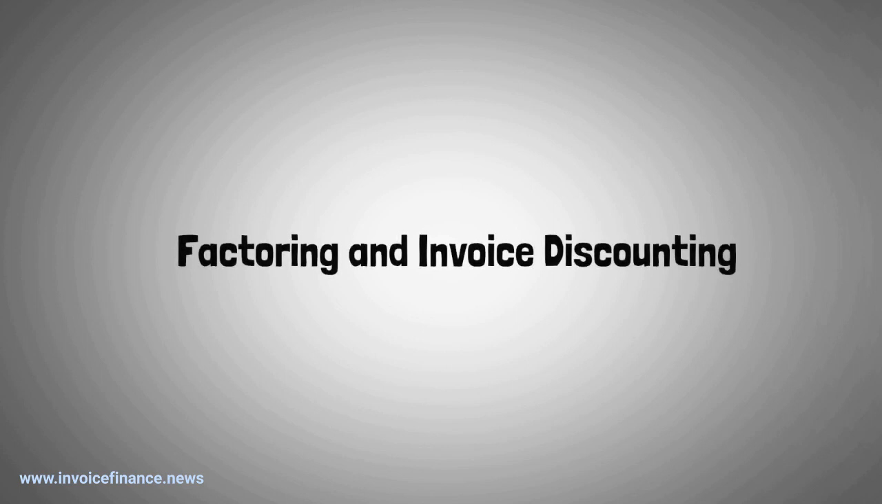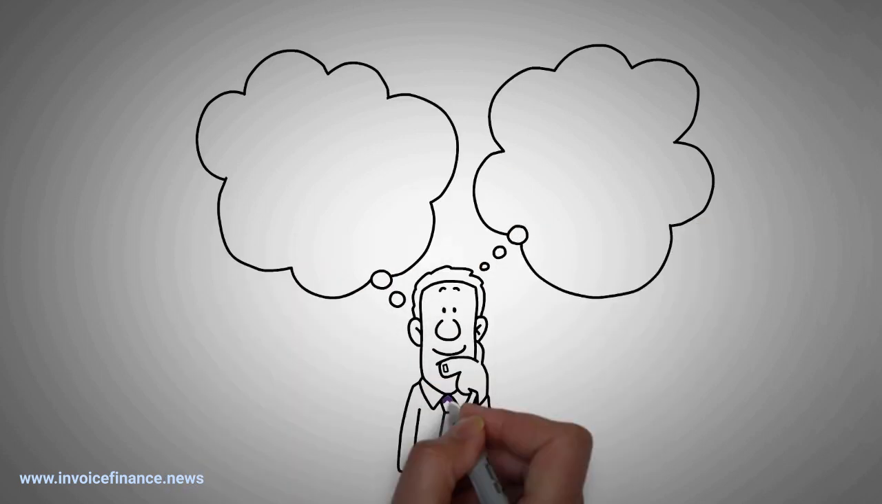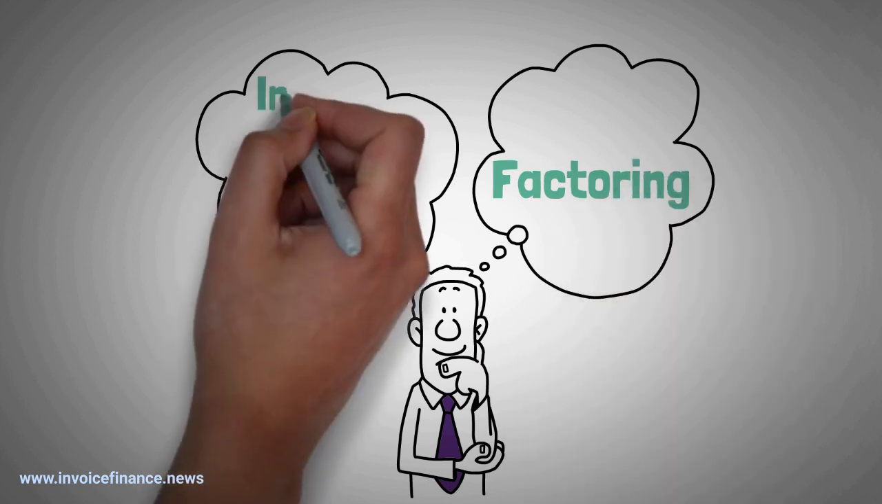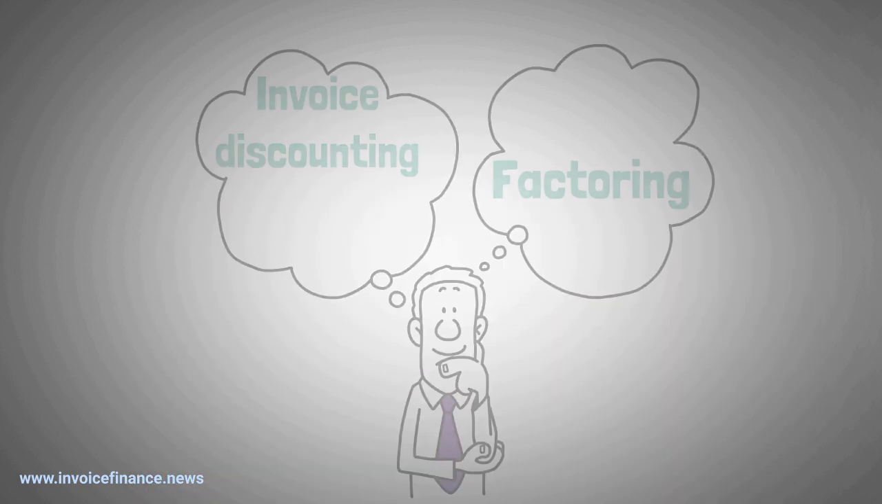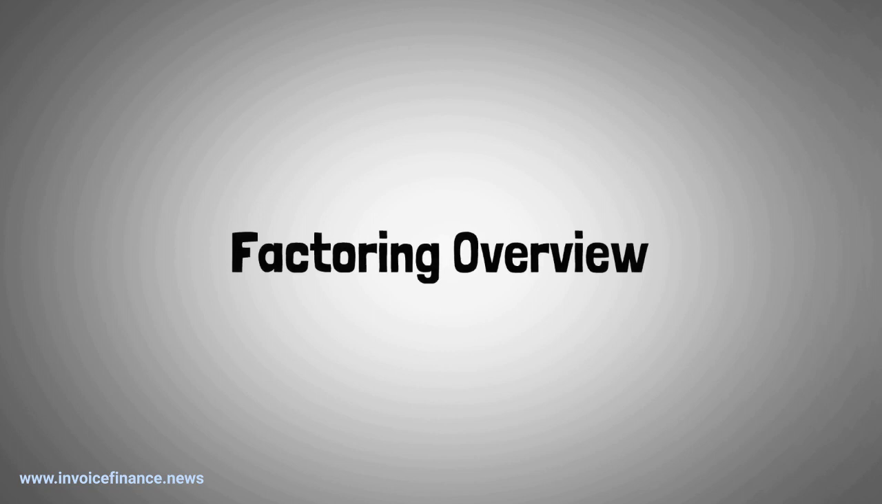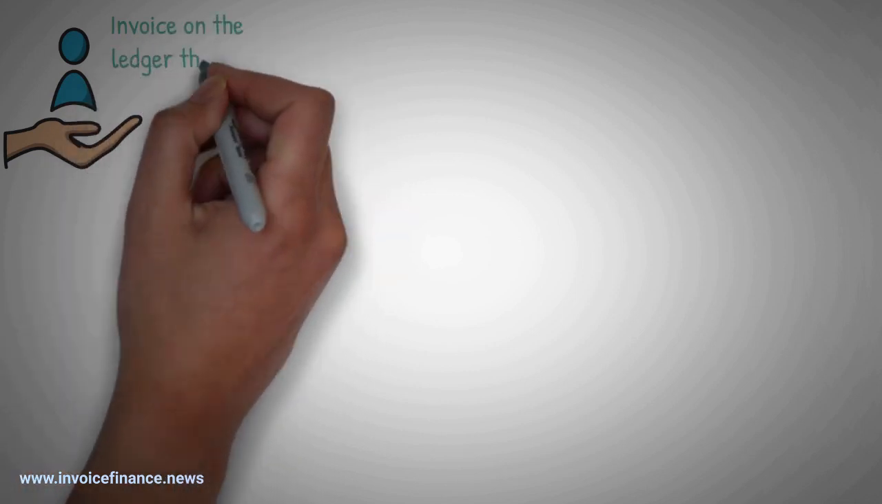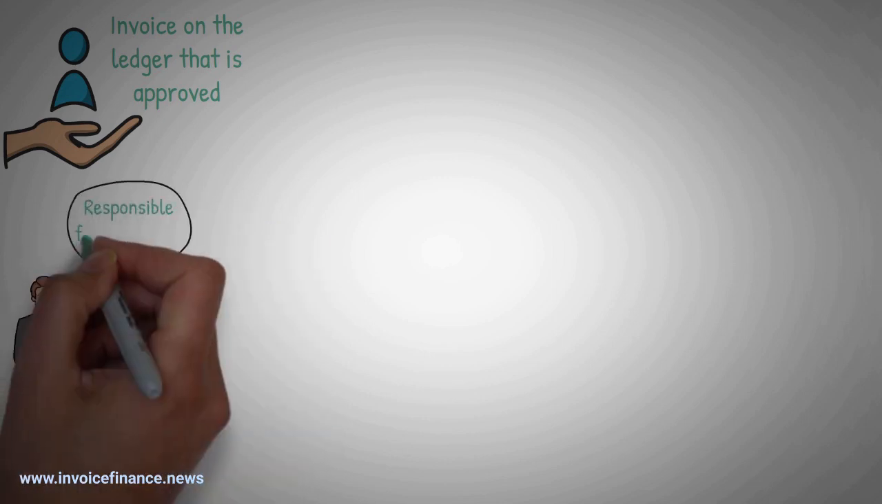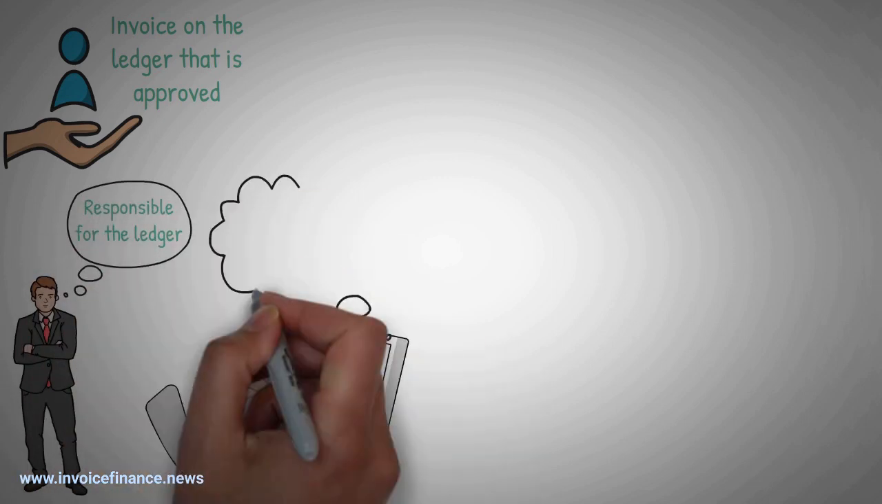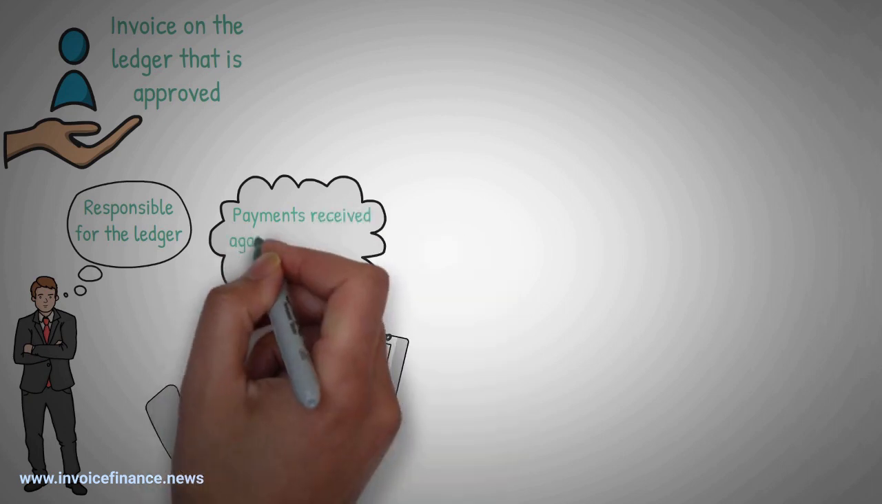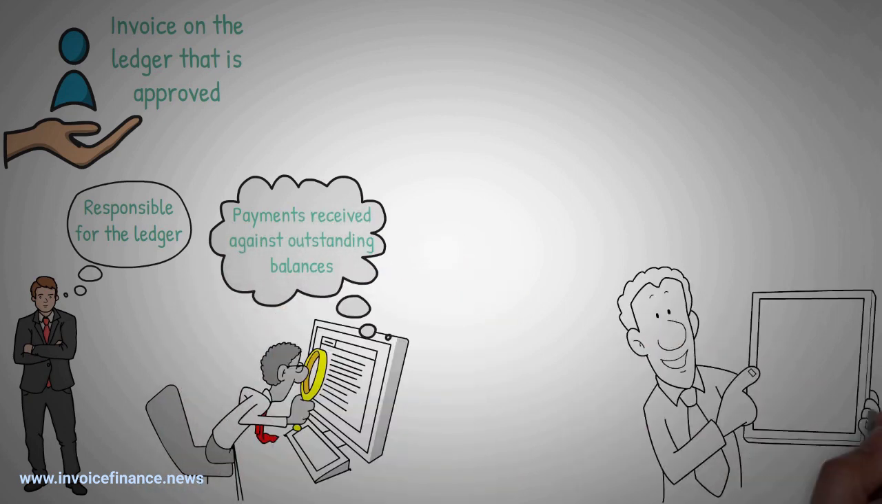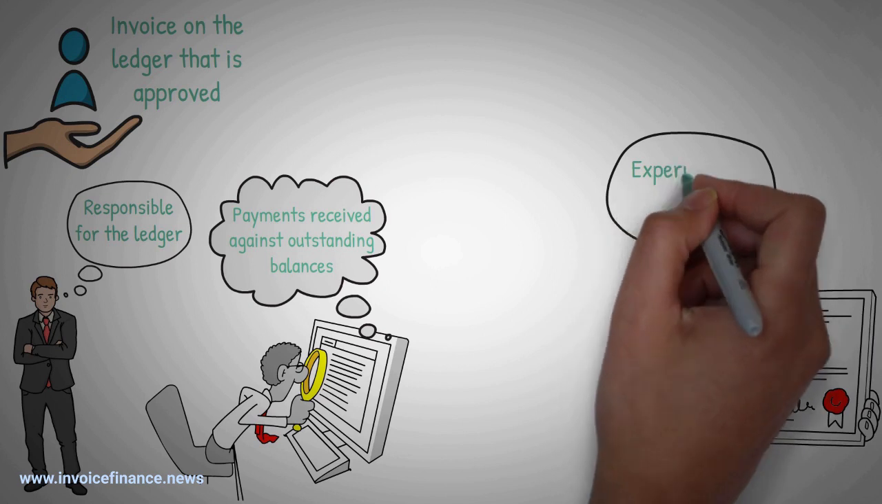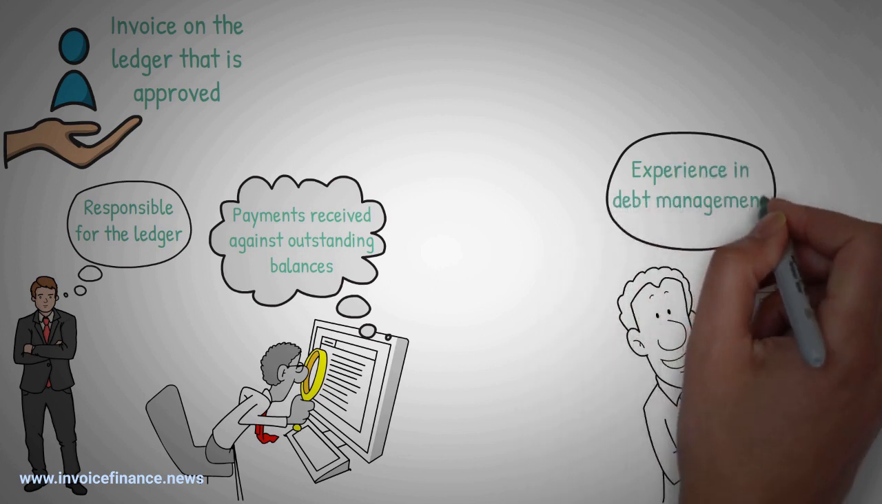Factoring and invoice discounting. Invoice finance can be divided into two categories: factoring and invoice discounting. Factoring overview. A factoring company will purchase a company's accounts receivable ledger and will provide funds for each invoice on the ledger that is approved. The invoice financier will become responsible for the ledger. It is their job to chase up debtors and allocate payments received against outstanding balances. The value that the invoice financier brings to the table is his or her experience in debt management.